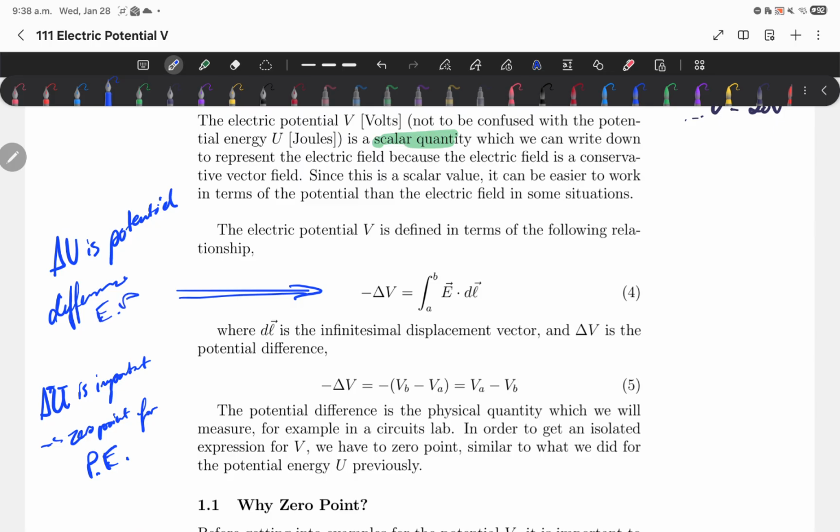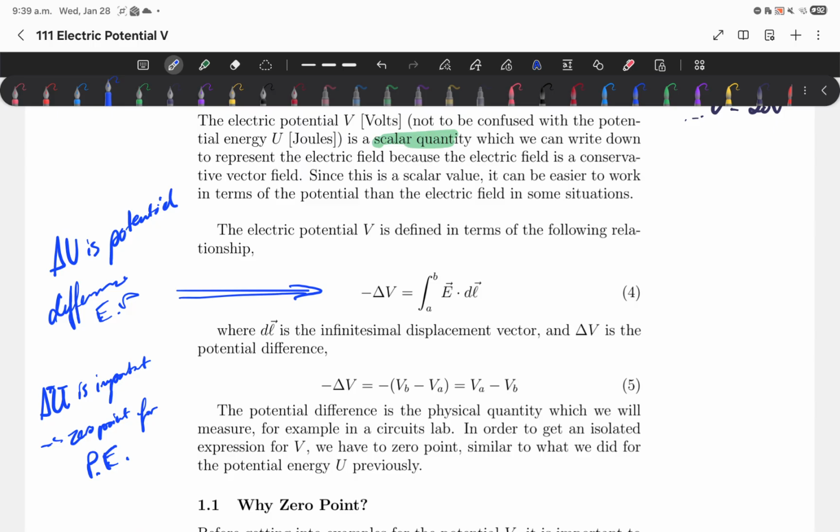So if we want to find an isolated expression for just V, we have to pick some point and set it equal to 0. As a rule of thumb, the places we zero pointed for potential energy are the same ones we're going to zero point for potentials. So for point charges, we'll zero point at infinity, and for capacitors, we'll zero point at one of the plates.